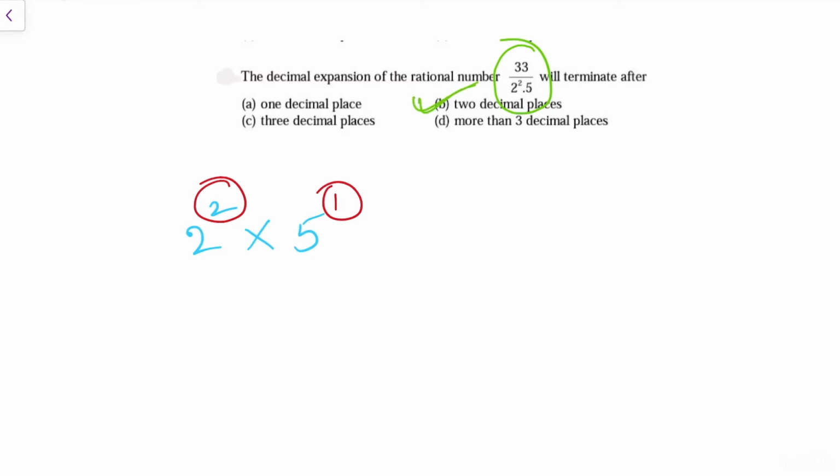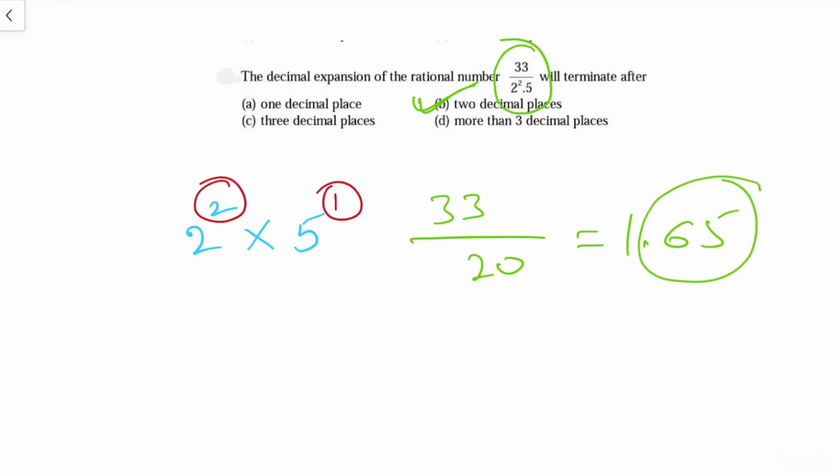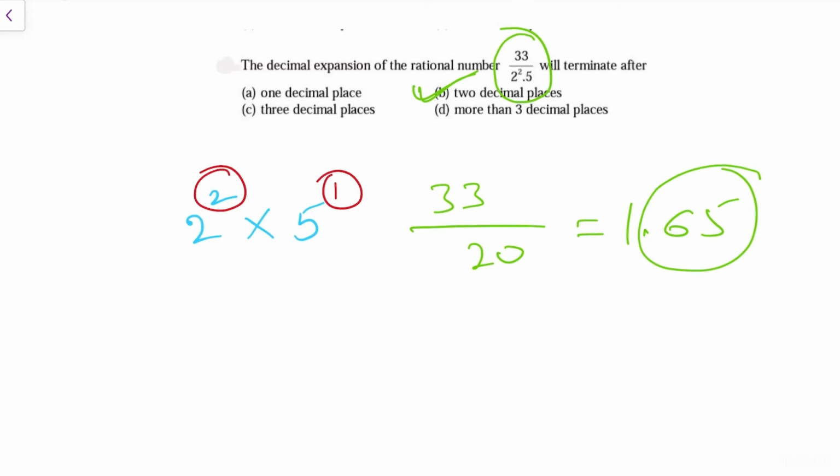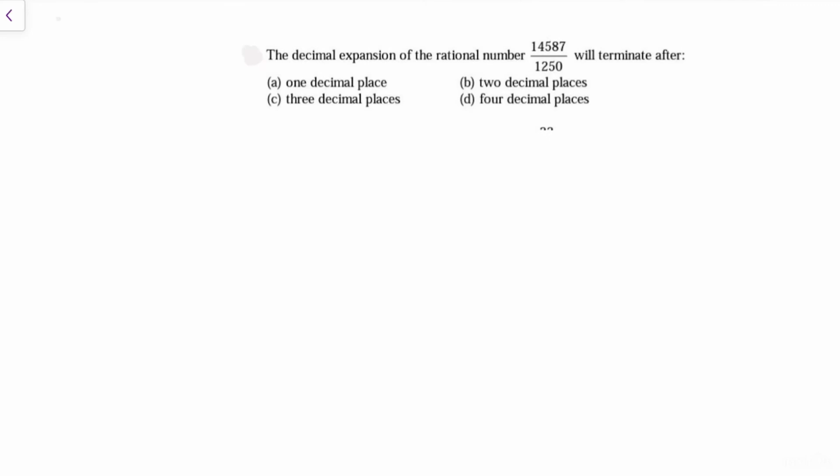If you do the division and check also, you will definitely get the same answer, that is 33 divided by 2 square is 4, 4 fives are 20. So 33 divided by 20, that is around 1.65. So here after the decimal, 2 digits are there. Exactly that one only. Next question. The decimal expansion of the rational number 14,587 divided by 1250 will terminate after how many decimal places?